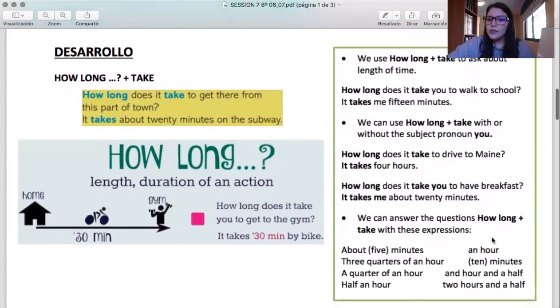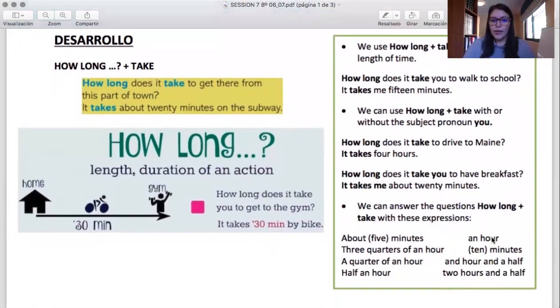How do we answer these questions? We can use about 5 minutes, 3 minutes, 10 minutes, etc. An hour, 2 hours, 3 hours, etc. Three quarters of an hour, that's 45 minutes.